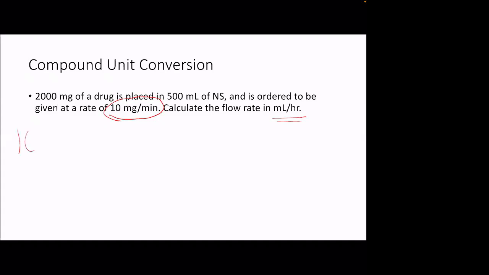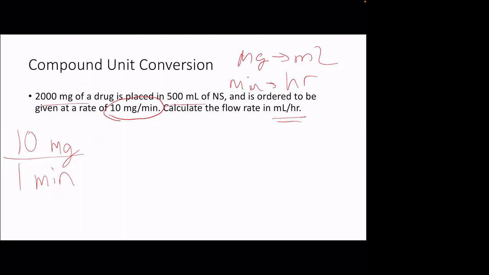So let's start there. We have 10 milligrams per minute, which is really just 10 milligrams over 1 minute, right? Those are the same things. So notice we need milligrams to change to milliliters, and we need minutes to change to hours. So we have really two steps going on here simultaneously, and you can cover these in either order. It does not matter. So let's just start with the top. Let's start with changing milligrams to milliliters. So we need to figure out what that relationship is going to be.